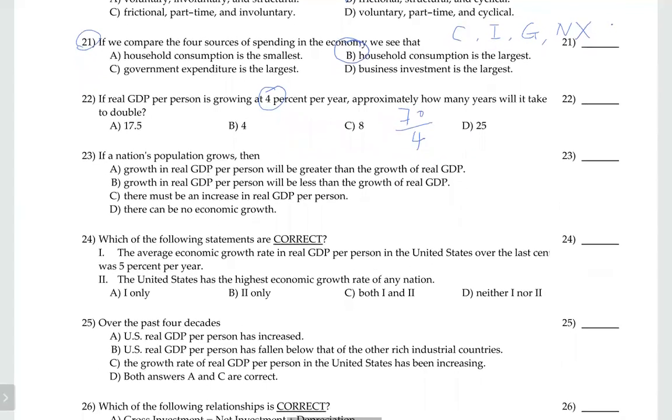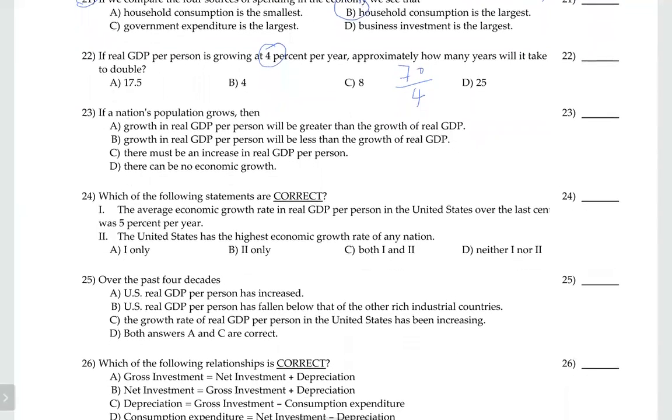If a nation's population grows, then let's go one by one. Growth in real GDP per person will be greater than the growth of real GDP. So this must be wrong, right? Because population is growing. And then you have a bigger denominator, because what is per capita GDP? It is the real GDP divided by population. If this is growing, then this entire term is going to decrease. Right, so the answer is B.